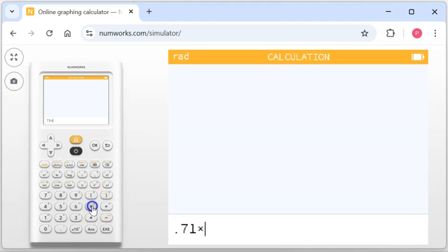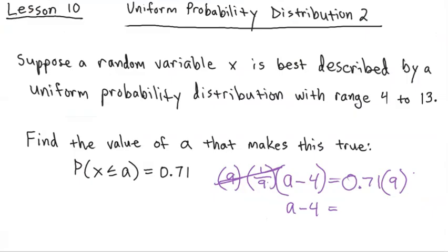So we're going to go OK here, and we're going to do 0.71 times 9, and that gives us 6.39. Okay, so we're going to go back over here, and let's check that again. 6.39. So this is 6.39. And then all we have left to do is add 4 to both sides, cancel, and we get A is equal to 10.39. And that's our answer. We have found the value of A that makes this true.